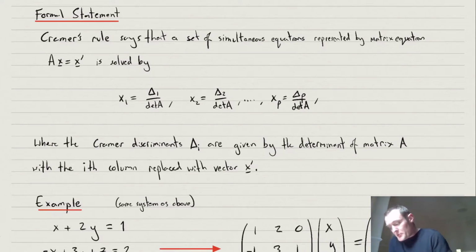Okay, so let's just state that result formally. So this is Cramer's rule. It says that a set of simultaneous equations represented by matrix equation Ax equals x prime is solved by these, where delta 1, delta 2, and delta 3 are the Cramer discriminants given by the determinant of the matrix A with the ith column replaced with the vector x prime. Okay, so that's the formal statement. That's Cramer's rule. Let's use it for an example.